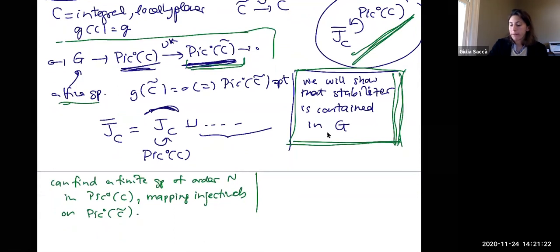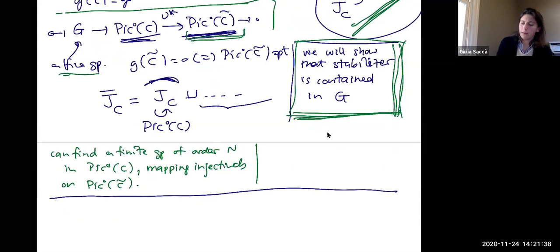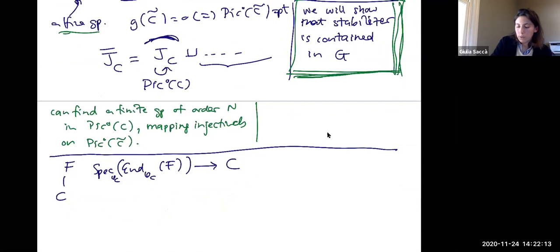Maybe let me say really quickly how you prove the fact that the stabilizer is contained in the kernel of the pullback for the normalization. The crucial part is the following. If I have a rank one sheaf F on an integral, locally planar curve C, then I can look at the endomorphisms, as an O_C module, of the sheaf F. This is a finitely generated O_C algebra. And so I can take the relative Spec of this, and it has a finite map to C. What I'm saying is that this is a curve and it's a partial normalization.